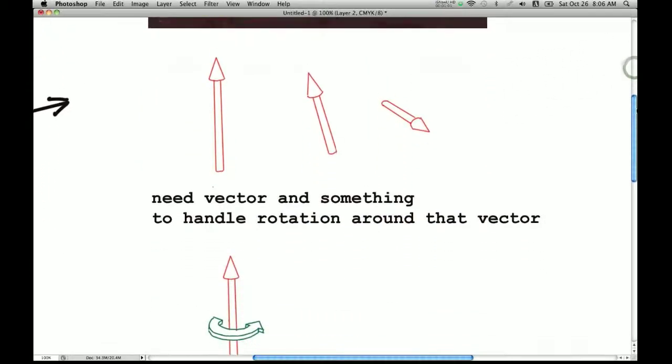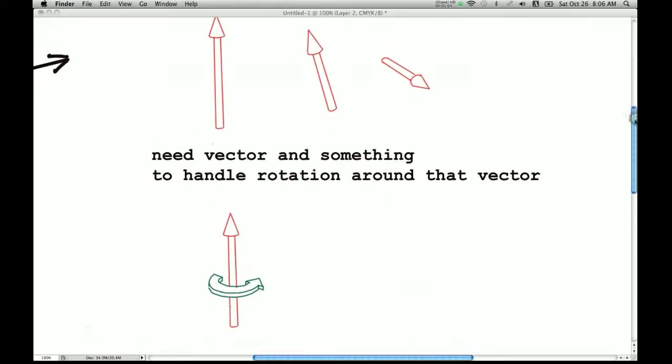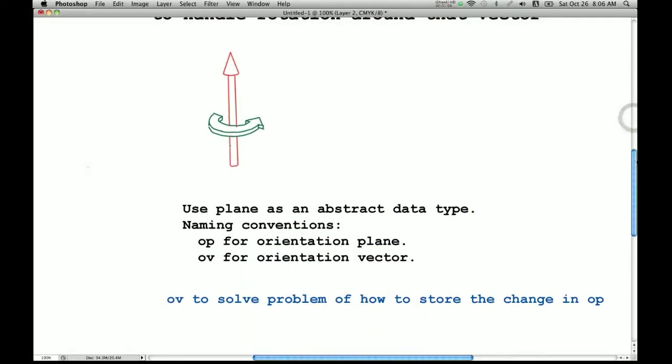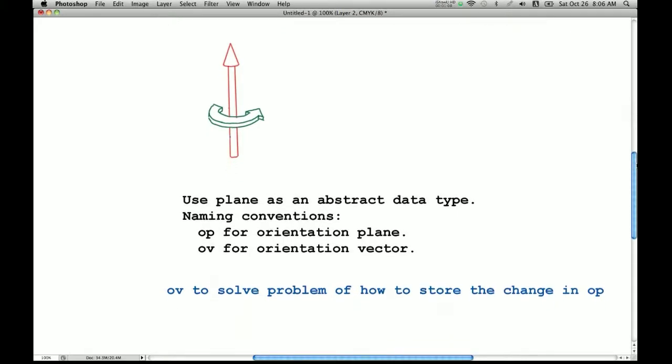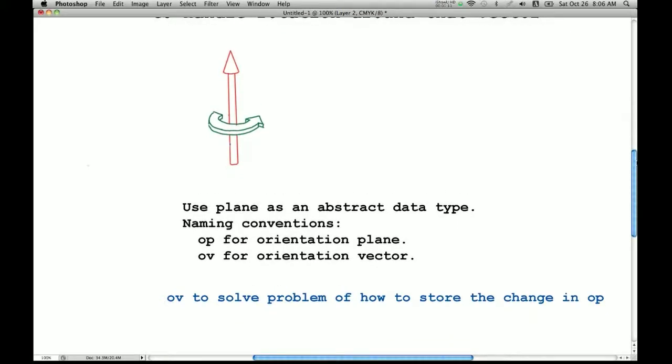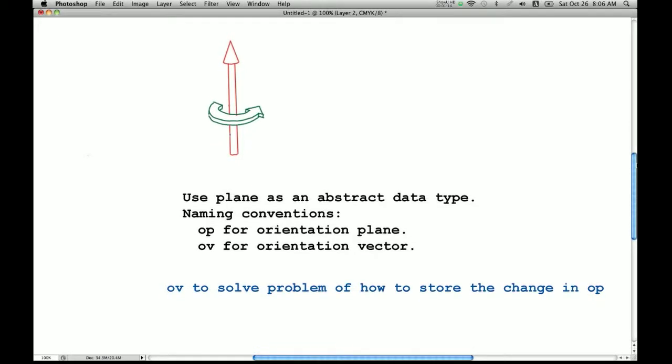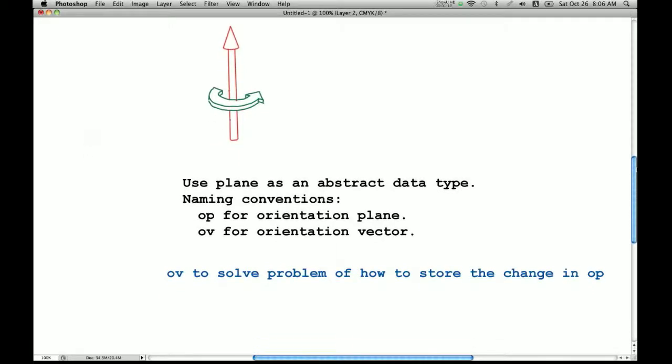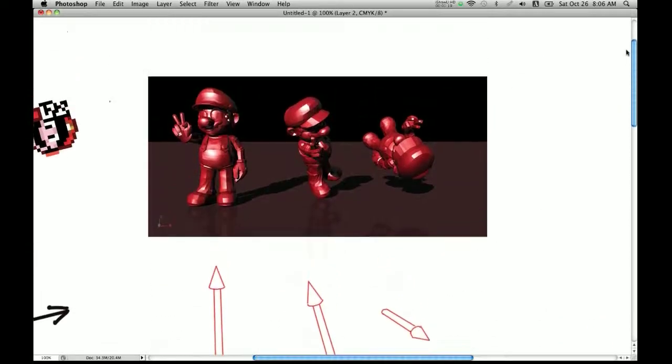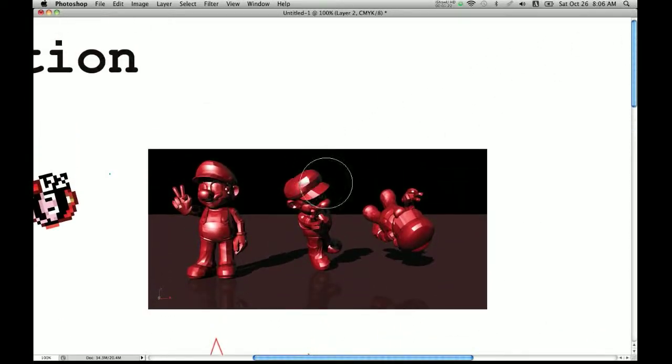So we have a vector and something to handle rotation around that vector, and so we're going to use the plane as the abstract data type, and we're going to use the naming conventions OP for orientation plane, and then OV for orientation vector. And what is an orientation vector? An orientation vector is what we're going to deal with to consider the change in the orientation plane.